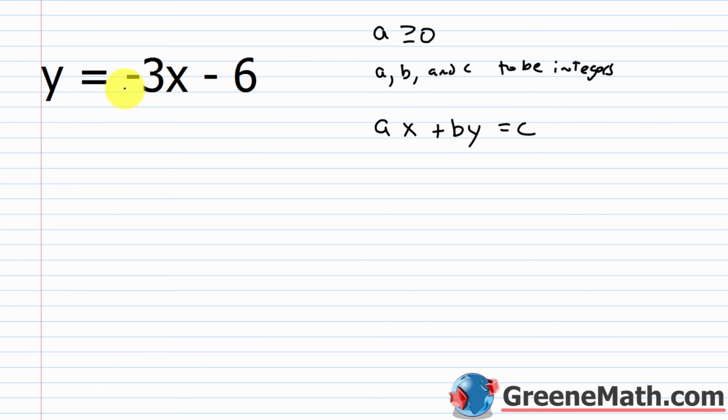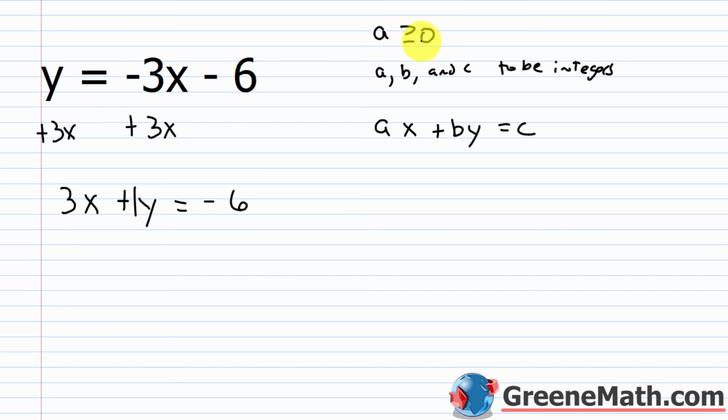So how would I get y equals negative 3x minus 6 to look like that? Well, I'd start by adding 3x to both sides of the equation. And I'd have 3x plus y is equal to negative 6. At this point, I'm actually done. I've satisfied all the requirements. A and b are not both 0. None of them are 0. A, b, and c are all integers. 3 is an integer. This you can think of as 1, so that's an integer. And negative 6 is an integer.